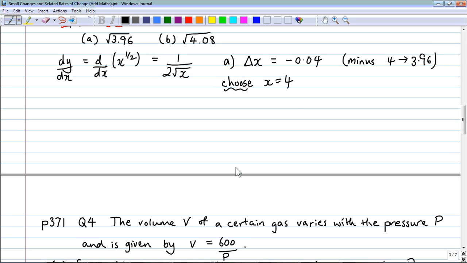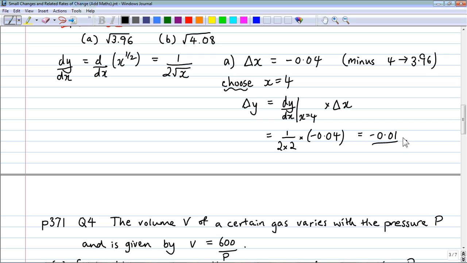So we get the following. Delta y equals dy by dx at x equals 4 times delta x. Well, dy by dx is 1 over 2 root x. So that's 1 over 2 times 2 times delta x, minus 0.04. And the answer is minus 0.01.